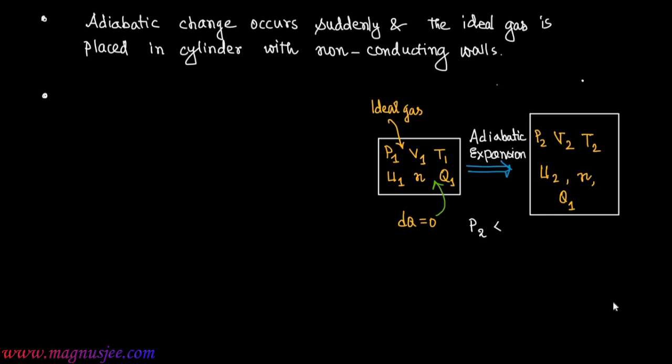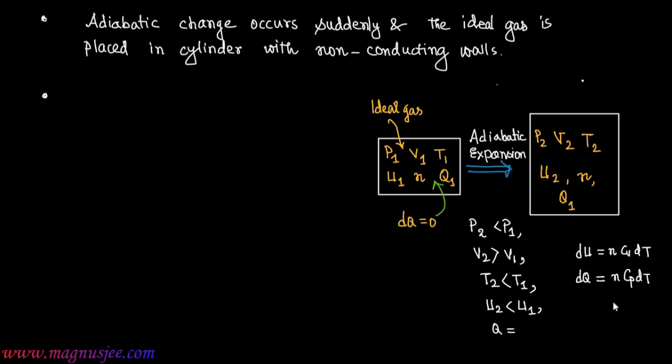For adiabatic expansion, final pressure P2 is less than initial pressure P1, final volume V2 is greater than initial volume V1, final temperature T2 is less than initial temperature T1, and final internal energy U2 will be less than initial internal energy U1. We know that the change in internal energy dU is n Cv dT, and the change in heat energy dQ is n Cp dT. And in this adiabatic expansion, the heat energy of the gas remains constant. That's why Q is equal to constant.